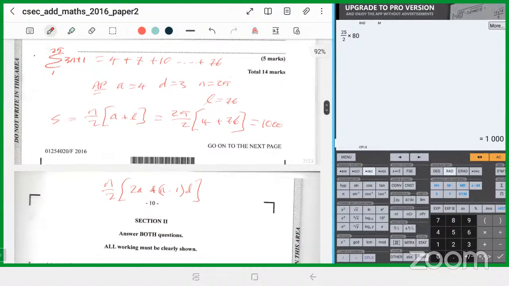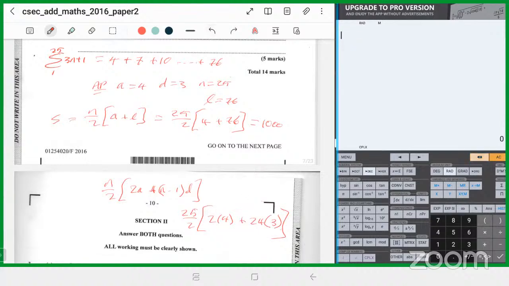So n is still 25, right? 25 over 2 into 2a. That will be 2 times 4, plus 25 minus 1 is 24, times the common difference, which is 3. Common difference is 3. Let's see if we get it off that one as well. We'll get it if this inside is equal to 80.